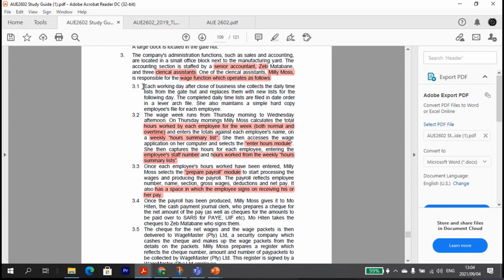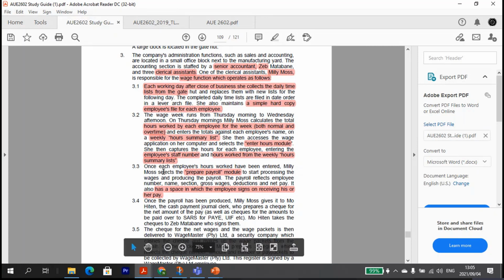Let me just read 1. Each working day after closure of the business, she collects the daily time list from the gate pad and replaces it with a new list for the following day. The completed daily lists are filed in date order in the lever arch file. She also maintains a simple hard copy for each employee. Then thereafter, the weekly run from Thursday to Wednesday is the payroll run.